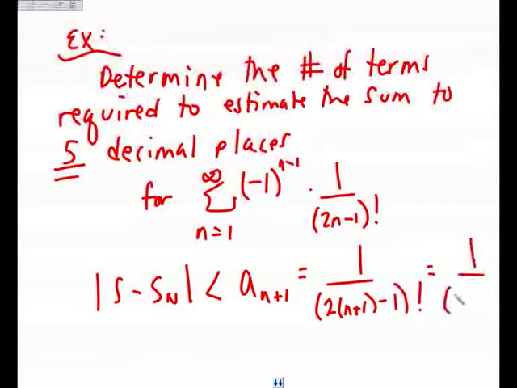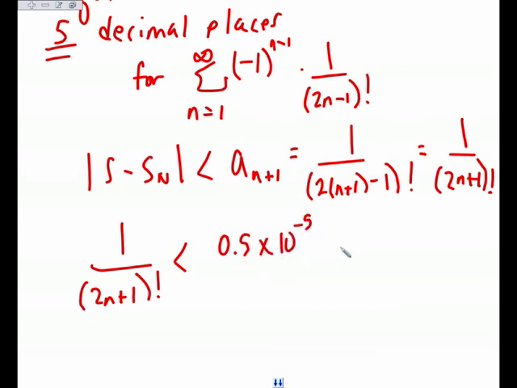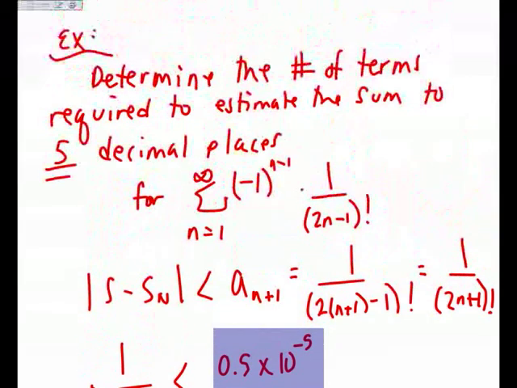So what we've got then is the following. We need to somehow say that 1 over 2n plus 1 factorial needs to be less than 0.5 times 10 to the negative 5. Again, where are we pulling this from? That's the guideline that I shared with you a little bit ago. And why negative 5? Because that was the number of decimal places that we were asked to estimate towards.